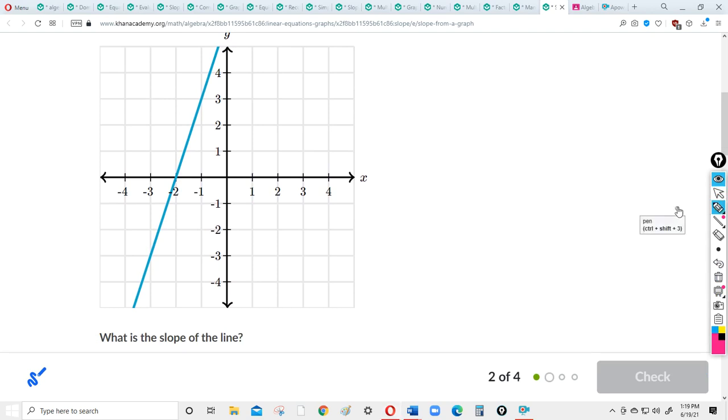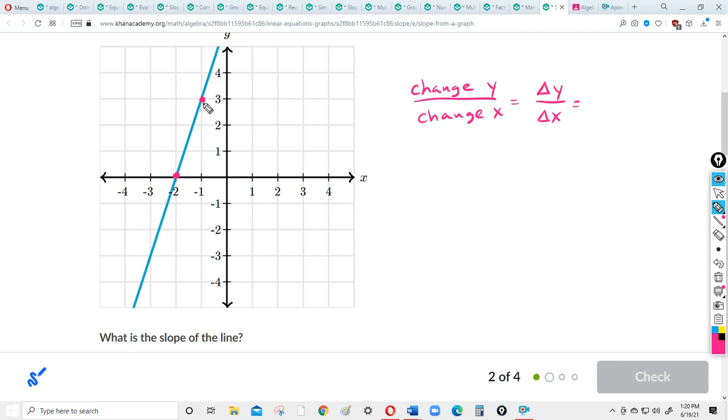Alright, one more. Always choose the points that are on the corner of the box. So I'll take this one right here and this one right here. So we want change in y over change in x. By the way, for slope, for the word change, sometimes they just use the Greek letter delta. So it looks like a triangle, delta y over delta x. Same thing.